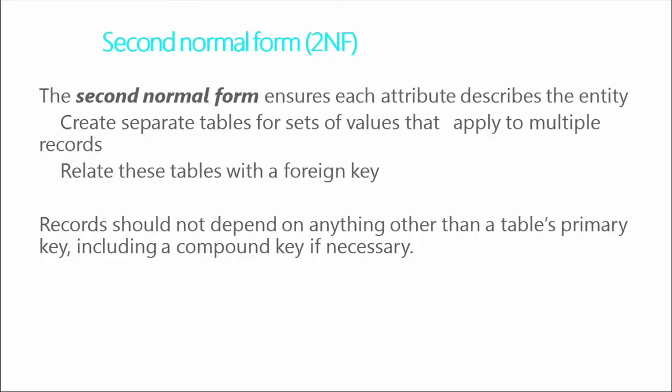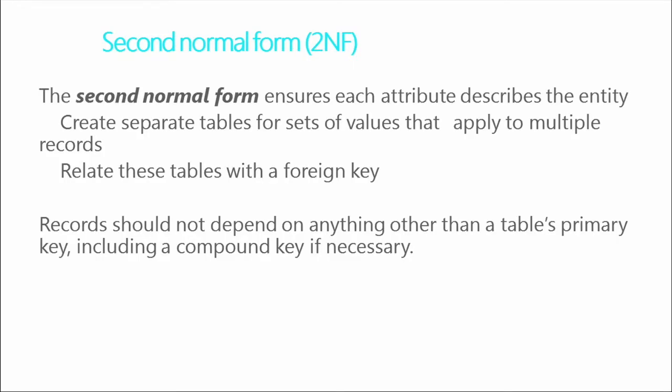Our second normal form ensures each attribute, or each column, describes the entity. Again, if we go back to our CDs, we're going to have a row for CDs. We want to make sure that every column in there is directly associated with that CD. And we're going to actually tie these tables together.